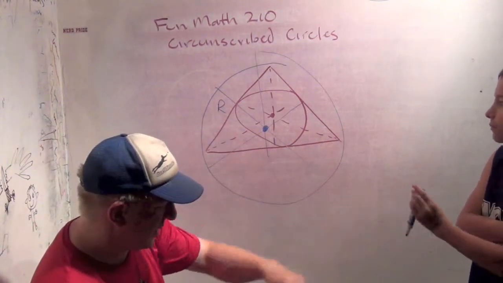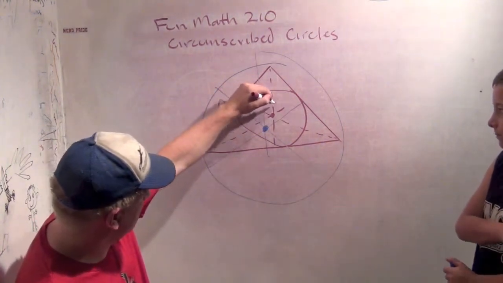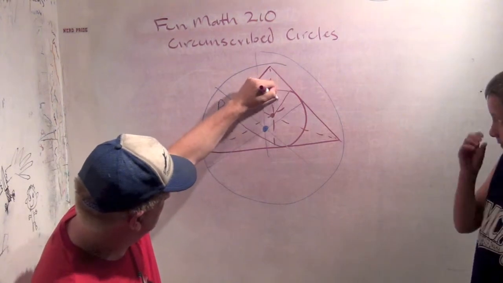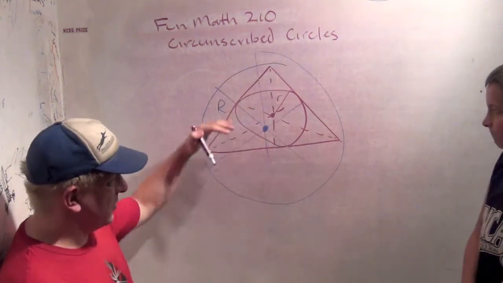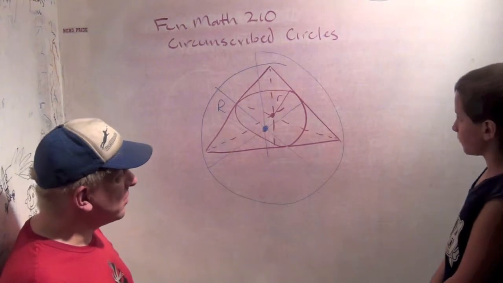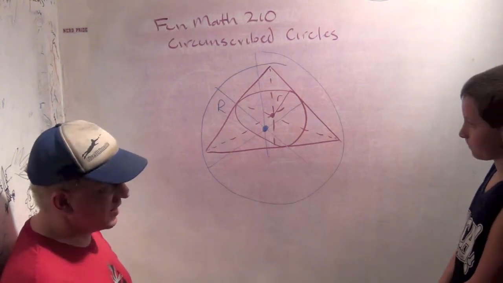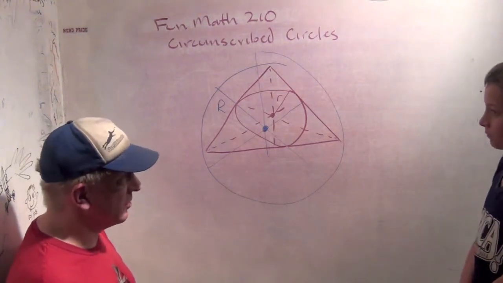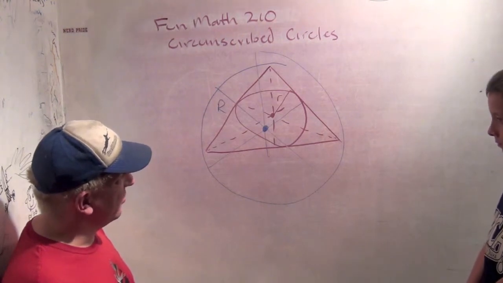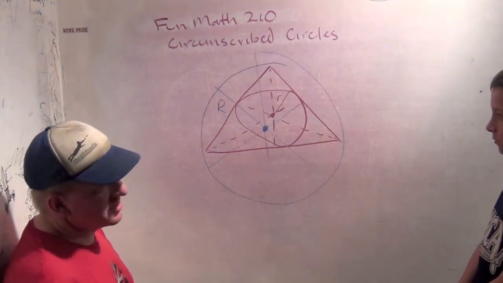Remember yesterday we called the radius of the inscribed circle little r? And this circumscribed circle has lots of really cool properties too. In fact, lots of absolutely amazing properties. But one thing I wanted to show you was another area formula, just because it's fun.